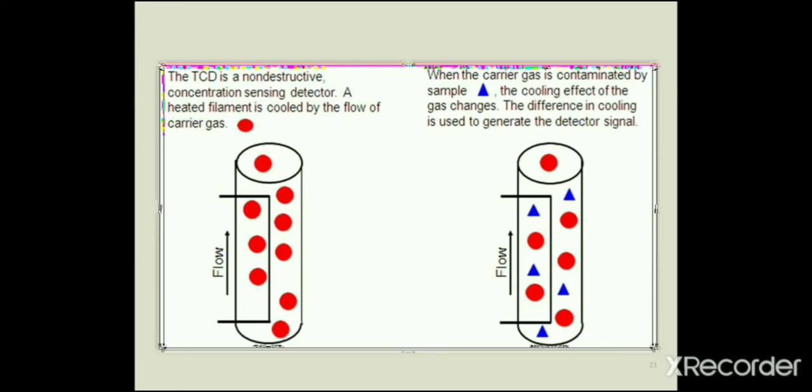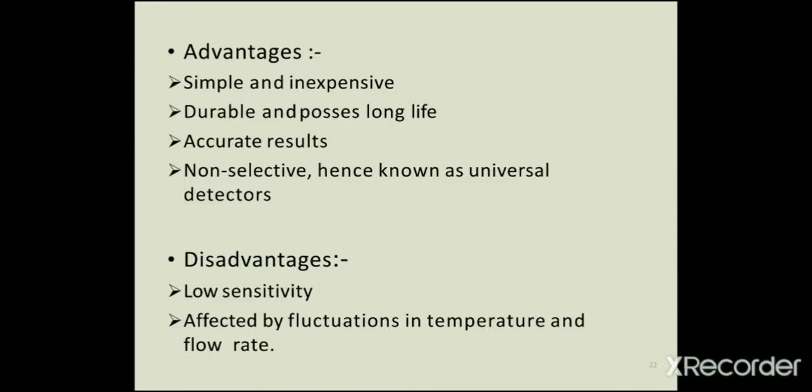Then the advantages of this detector are that it is simple and inexpensive, durable, and has a long life. Then it gives accurate results, and it is non-selective, so we can use this detector as a universal detector. If we see the disadvantages of this detector, it has low sensitivity and it is also affected by fluctuations in temperature and flow rate.